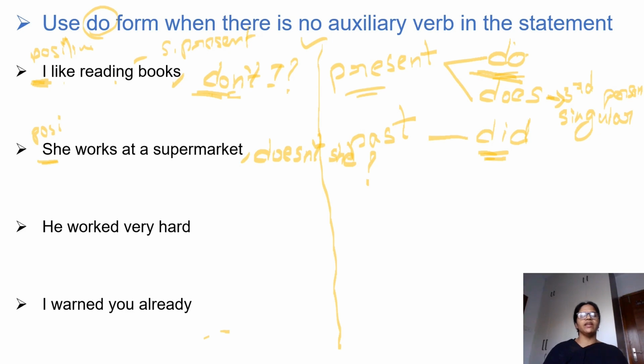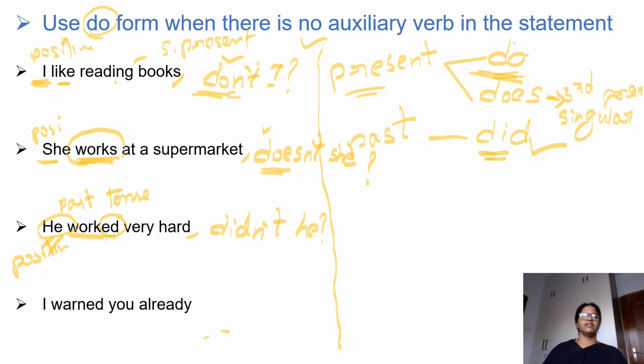And one more easy way to identify whether to use do or does in a sentence. If you find the s form of a verb in a statement, use does. He worked hard. Here, the helping verb is not mentioned and the sentence is in past tense. When the sentence is in past, we should take the help of did. The statement is positive, and a positive statement needs a negative tag. So did not, contraction is didn't. And the subject is he. "Didn't he" is the answer.